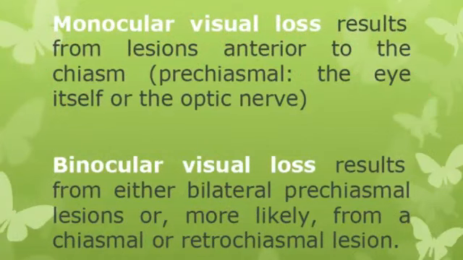Monocular visual loss results from lesions anterior to the chiasm, meaning prechiasmal, where the eye itself or the optic nerve is affected. Binocular visual loss results from either bilateral prechiasmal lesions or, more likely, from a chiasmal or retrochiasmal lesion.